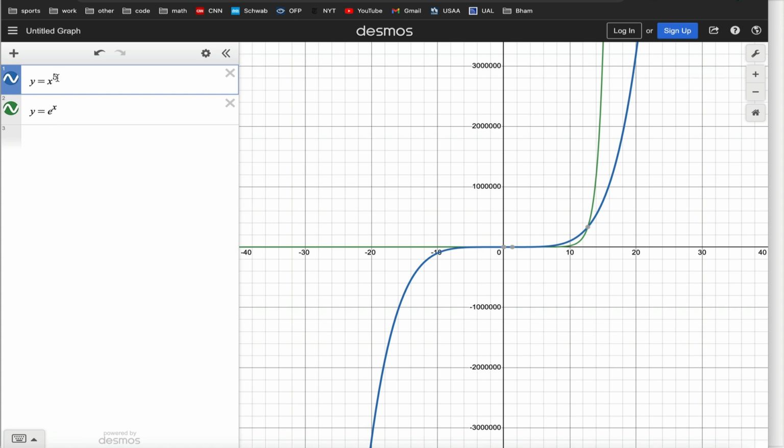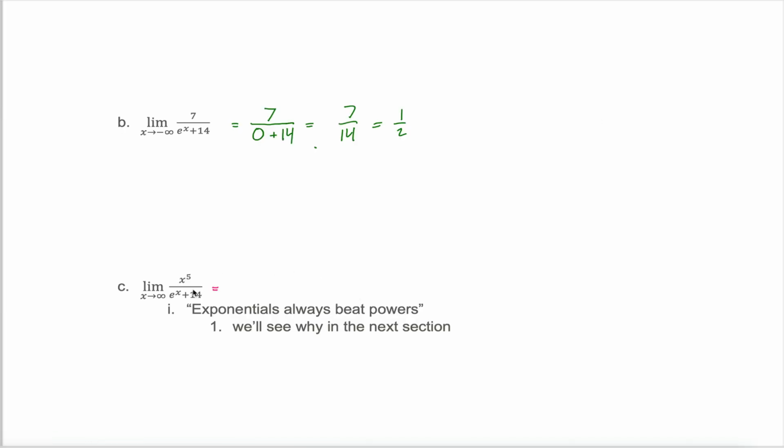Exponents beat powers. And what that means in this example is that the denominator is going to get big much quicker than the numerator is going to get big. And when the denominator is bigger than the numerator, you end up with a value that approaches 0. Because exponents always beat powers, the limit as x approaches infinity of x to the fifth divided by e to the x plus 14 is going to end up being equal to 0. If that's really confusing right now, maybe just remember this fact, and trust me that in the next section I'll explain more about what's going on.